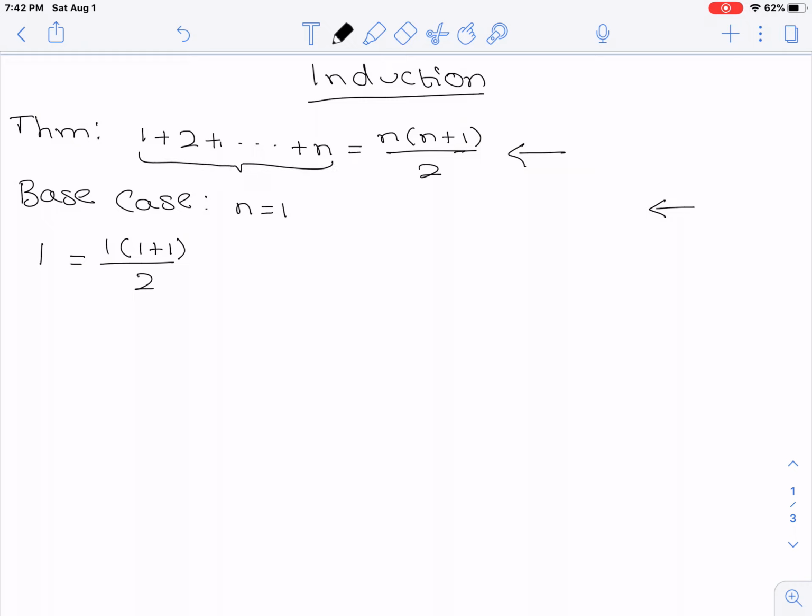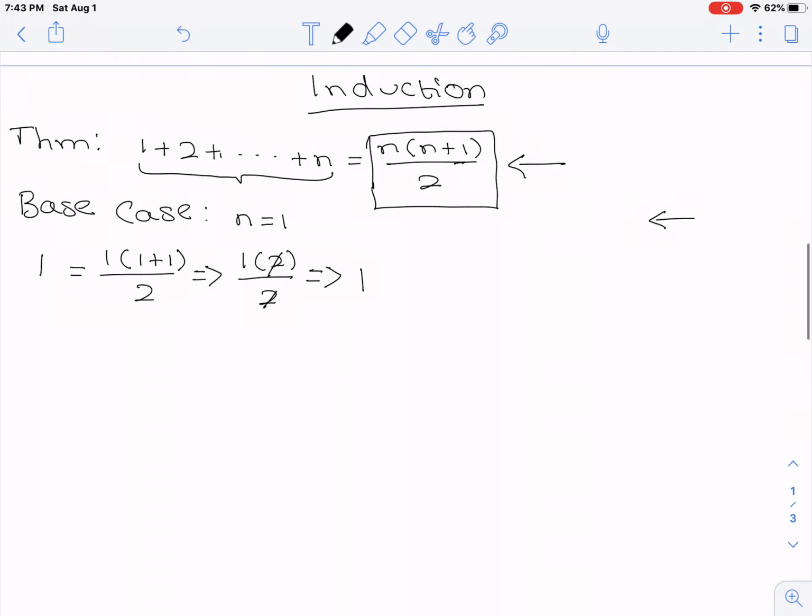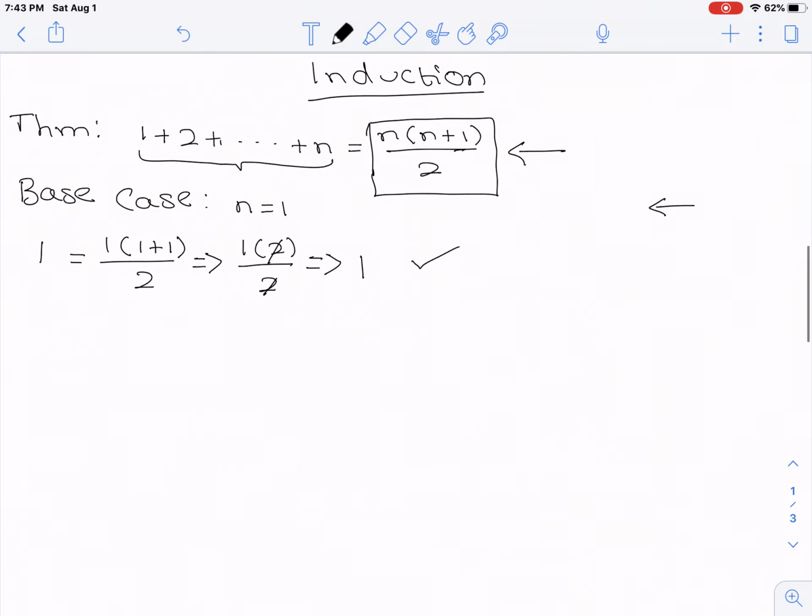So 1 is equal to, and then we substitute 1 for n on the right side here. So we get 1 times 1 plus 1 over 2. Now to simplify the right side, this becomes 1 times 2 over 2. And the 2's cancel out, and we're left with 1. So 1 is equal to 1. So now we've satisfied the base case. We've proven this theorem for n is equal to 1.